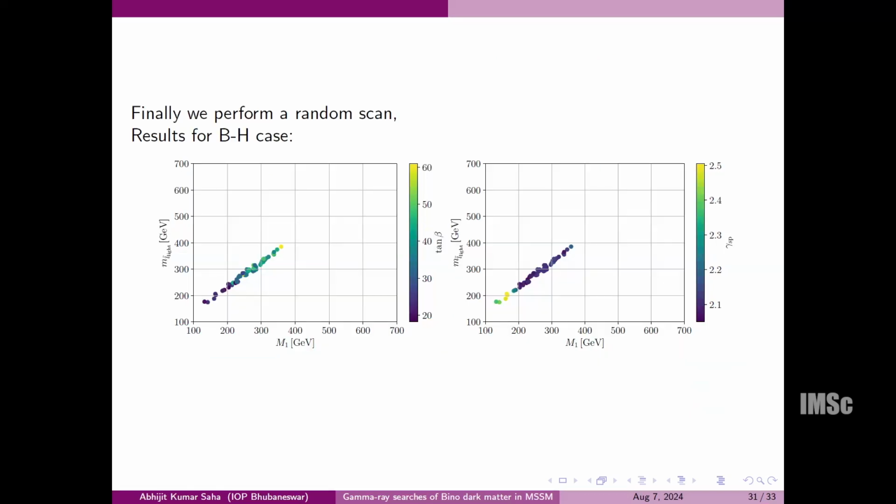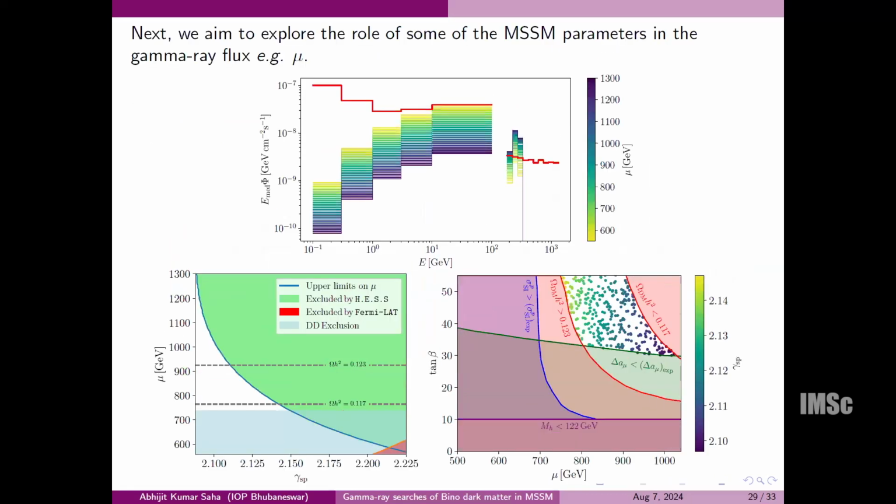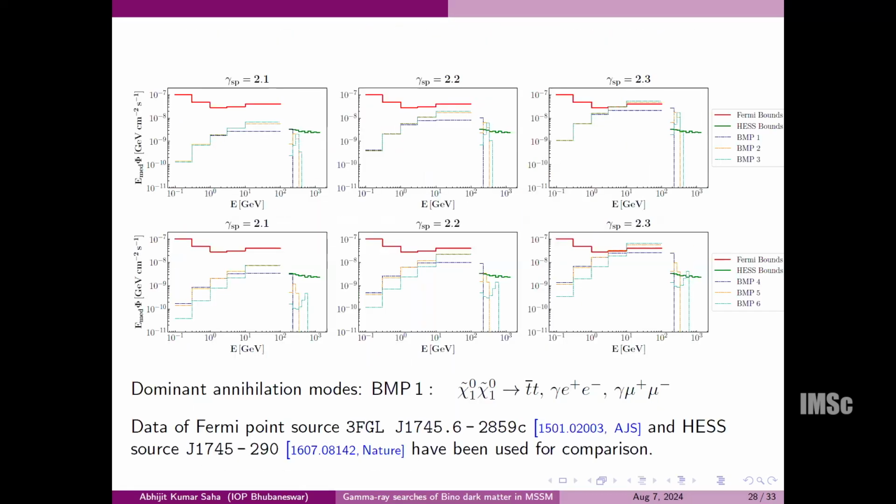I'm asking probably a simpler question. Why do you need a larger gamma sp as you go to lighter mass? Yeah, larger gamma sp with lighter mass. Oh, okay. So you are saying larger gamma sp means it is more likely to be ruled out by the Fermi data.